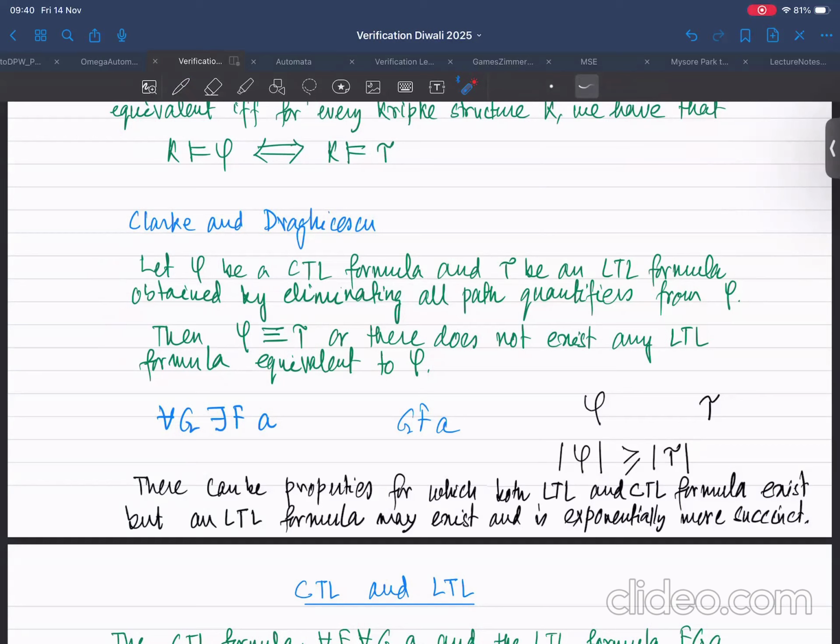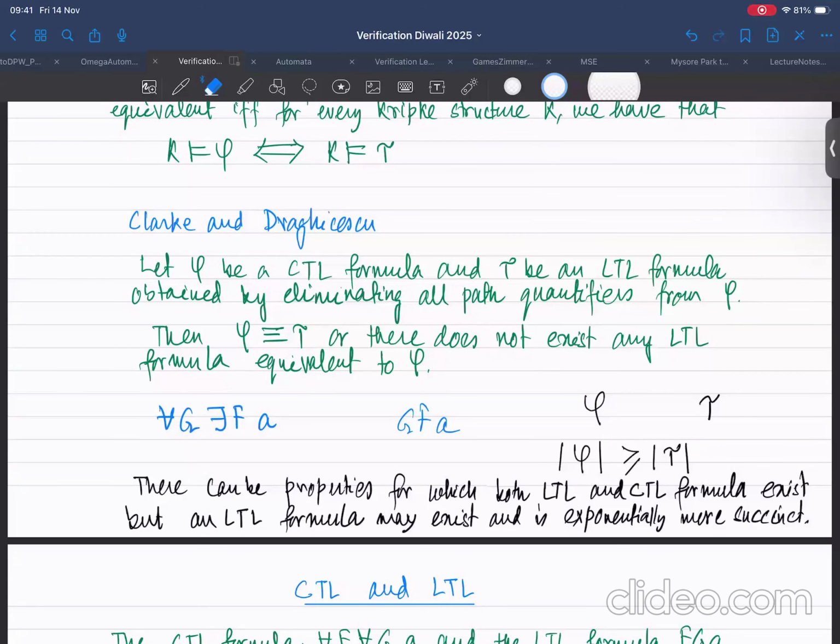An example: in a graph, in a transition system, consider the existence or non-existence of a Hamiltonian path. You know what a Hamiltonian path is. The non-existence of a Hamiltonian path you can express using an LTL formula of polynomial size, linear in the number of vertices of the graph. But one can show that any CTL formula to express the non-existence of the Hamiltonian path is exponentially much larger.